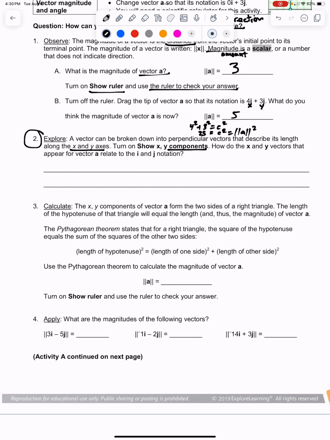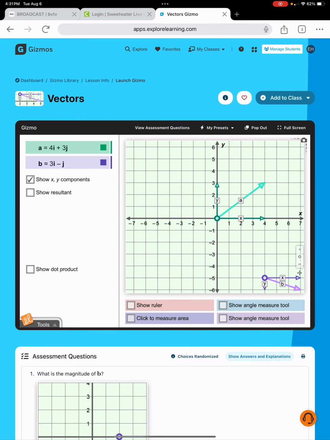Part 3. The xy components of a vector A form 2 sides of a right triangle. The length of the hypotenuse of the triangle equals the length, and thus the magnitude, of vector A. So we used the Pythagorean theorem to figure out that A equals 5. We really could have done this. Show ruler.